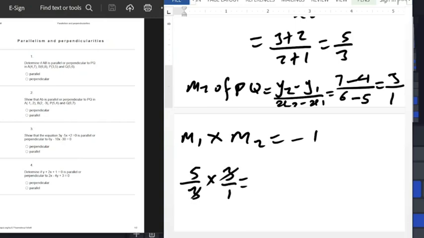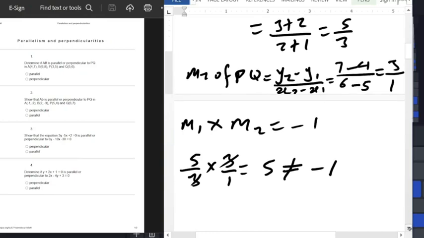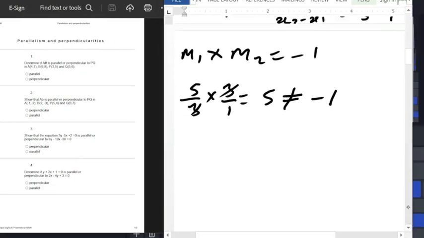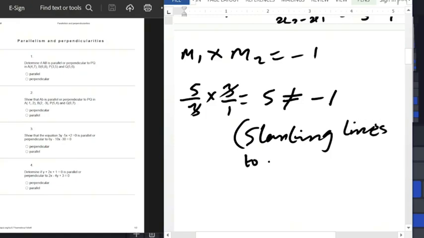So we have 5. So 5 is not equal to minus 1. So it is not perpendicular as well. So it is not perpendicular and it is not parallel. So it is a slanting line. So they are slanting lines to each other, or to one another.